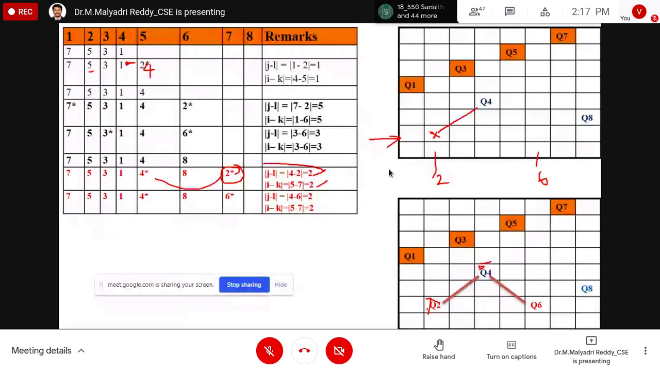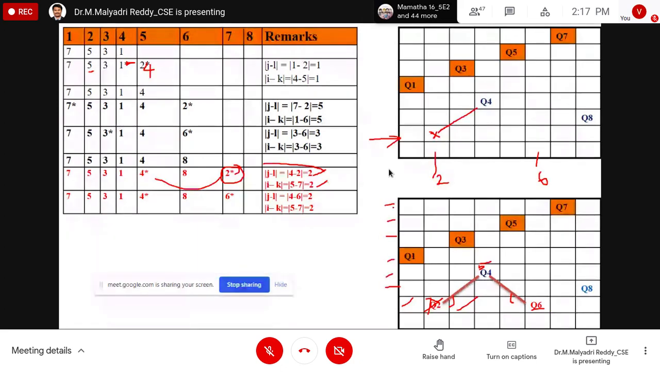Next, the next feasible chance is 6. When I place 6 here, it is also not possible. Why? Because it is also a diagonal conflict with Q4, at 135, a 45 degree angle. So both places are not feasible. So automatically the solution tree is stopped, because all options are not possible. In this way I can place only 6 queens on the board.